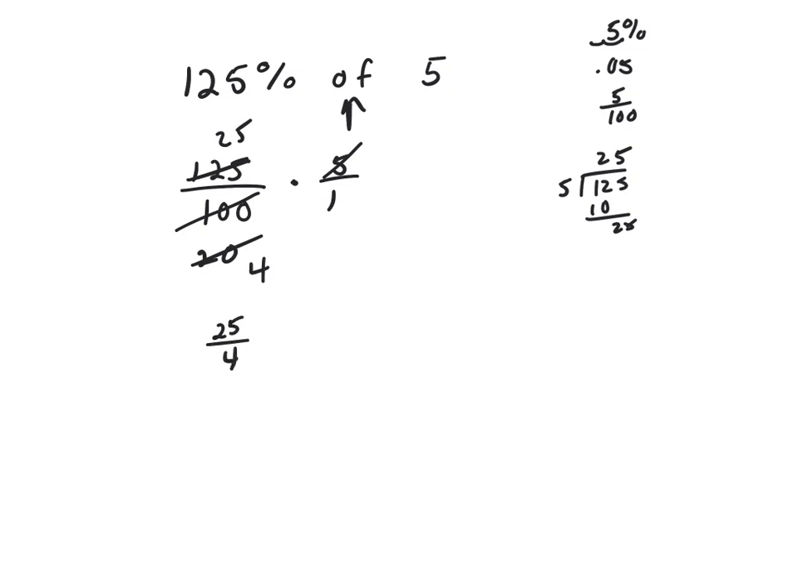I don't know how I want to do that. I think I would do 4, we're going to 25 6 times. 6 times 4 is 24 with 1 over 4 left. So that's going to be 6.25. Hope that helps.